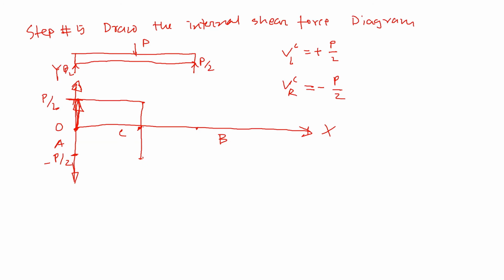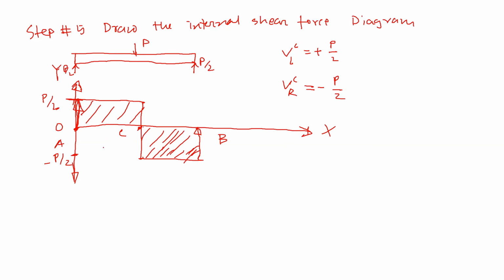Now nothing going on from C to B, and then it goes back up again. At B we got positive P by 2. So once you draw that, you have to shade the area to define where the shear force curves, because there will be lots of curves there.